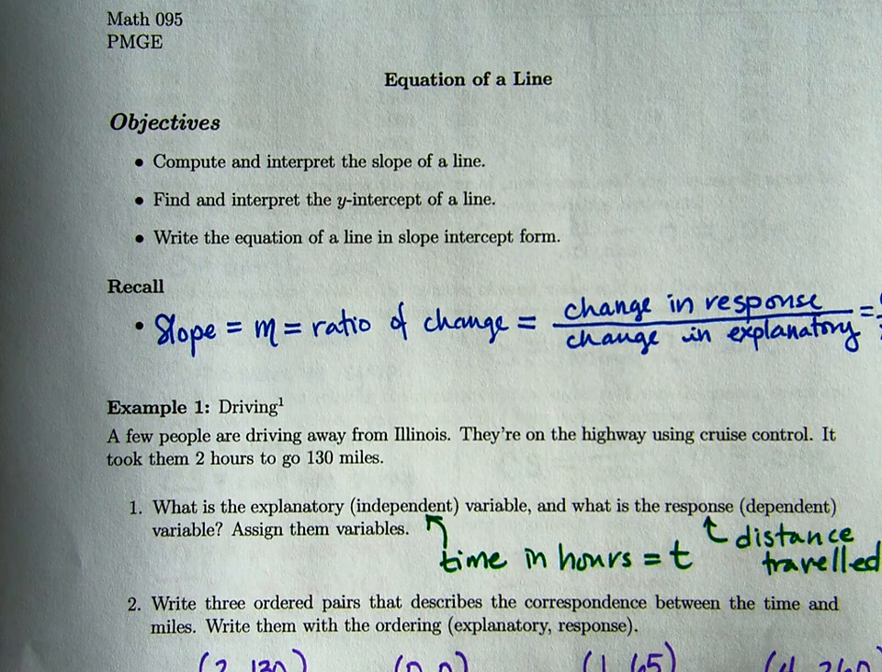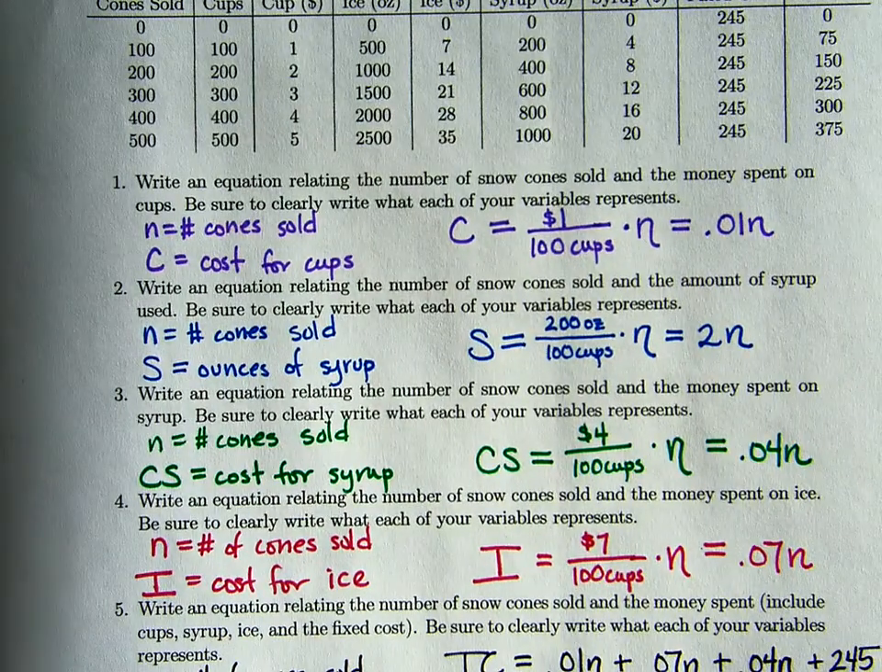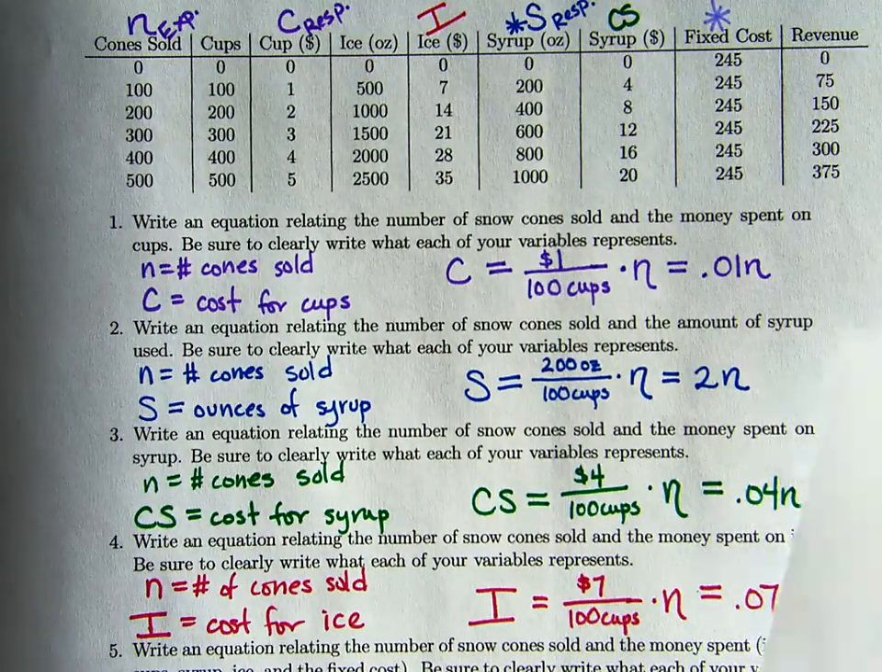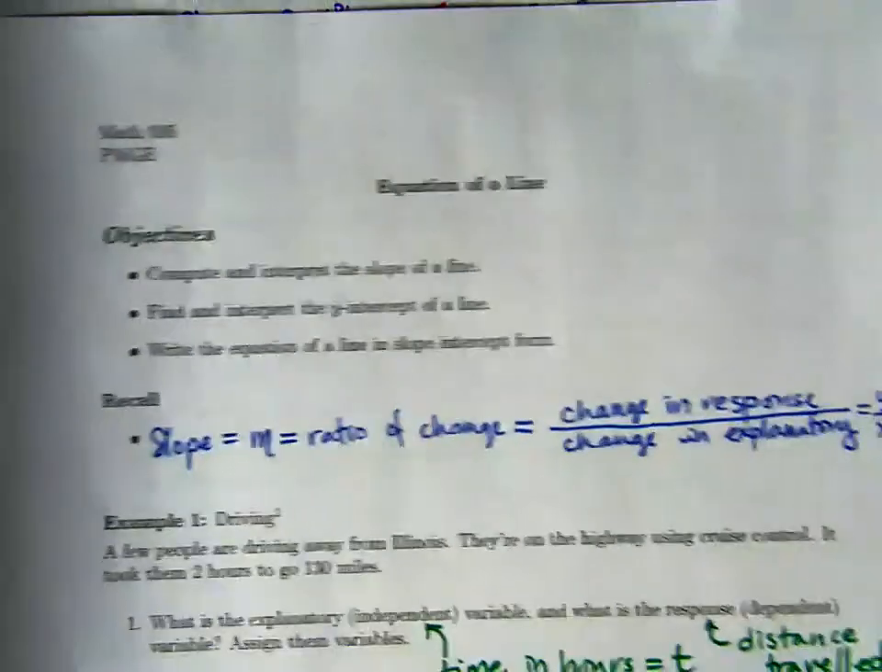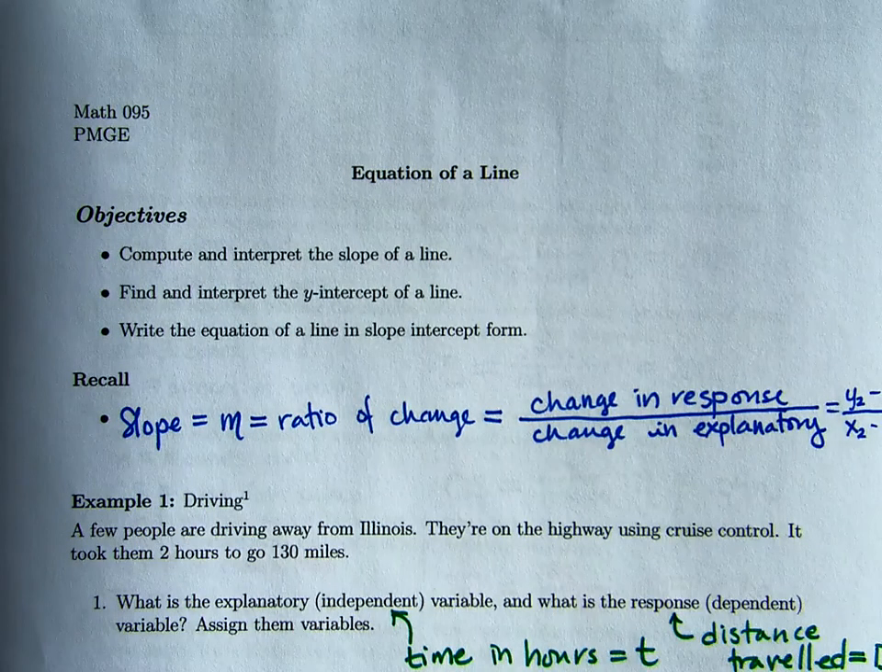That was the slope there. We had the cost of some pizzas. It was $4 per pizza. And then on this one, we had a lot of slopes. Cost for ice, cost for cups, cost for syrup, total cost. Total cost also had a y-intercept, an initial amount of 245.